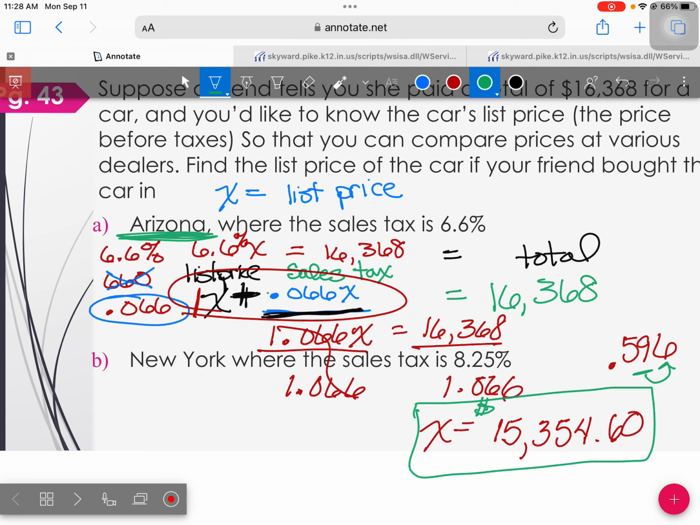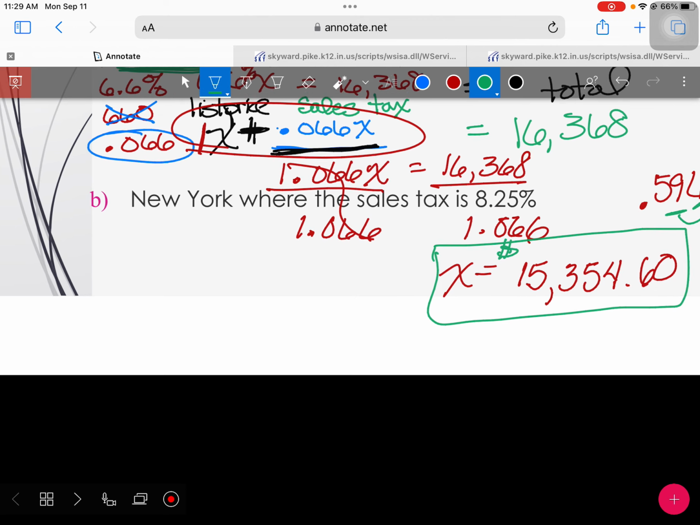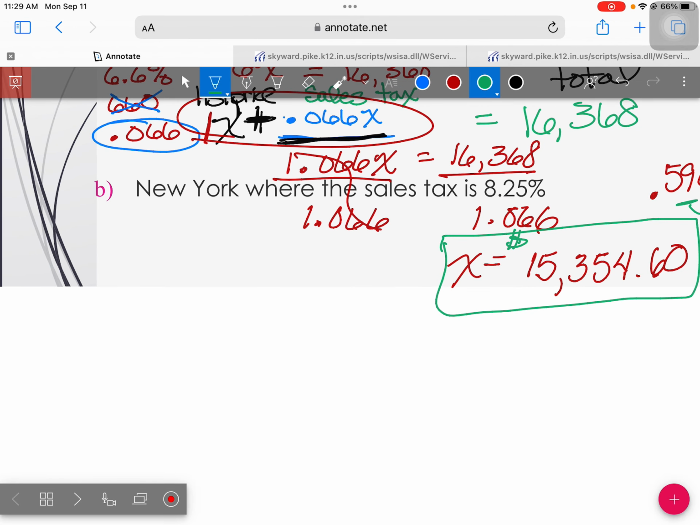Are there questions about that? So you had to find the list price, which we didn't have, plus the sales tax, which is a percent, which we changed to a decimal, times that list price to equal the total. Then we added them together as like terms, 1.066 times x, divided by that, and we got the list price. Let's think about this as we look at our next problem. New York, the sales tax is going to be even higher.